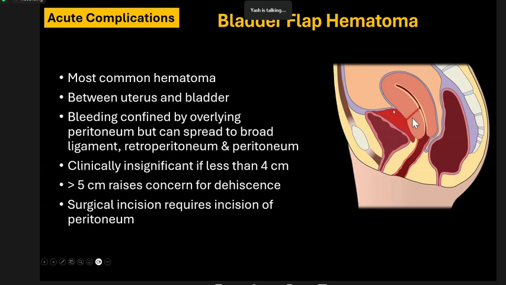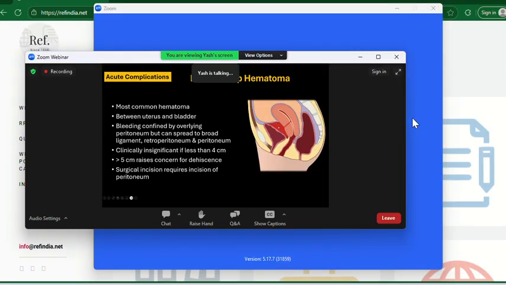This flap of peritoneum is known as the bladder flap. Because you're reflecting it, the hematoma formed below it is a bladder flap hematoma. So that's the nomenclature, and it has nothing to do with bladder bleeding. This is the most common type. It is confined superiorly by, again, peritoneum.